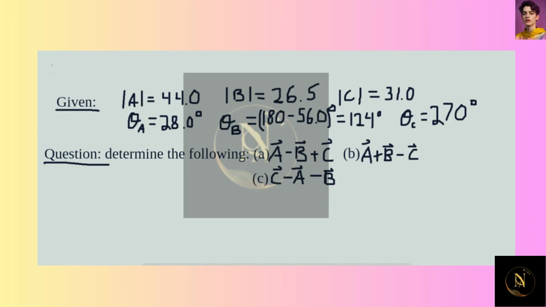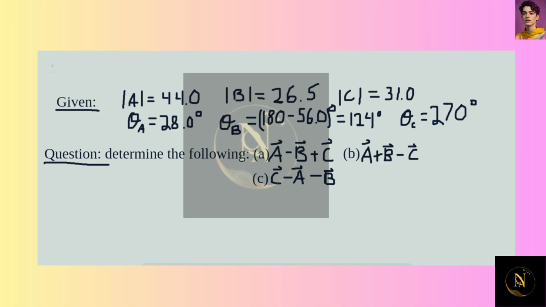Our question says, for the vectors given in figure 38, determine (a) vector A minus vector B plus C, (b) vector A plus B minus C, and (c) vector C minus A minus vector B. Okay, so I wrote down what we have given based upon looking at figure 38.